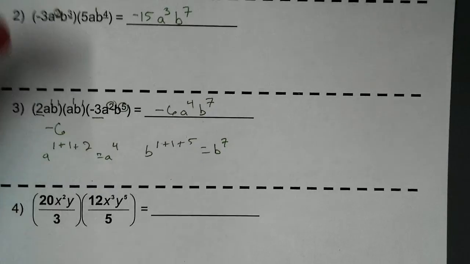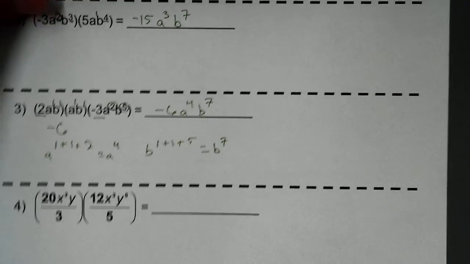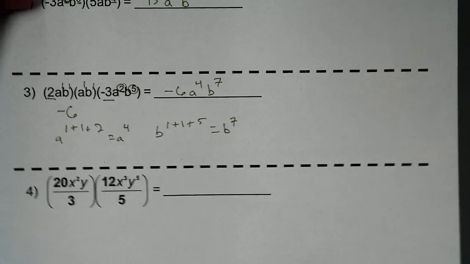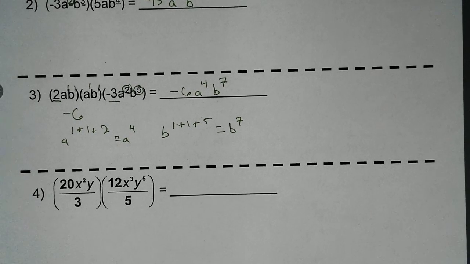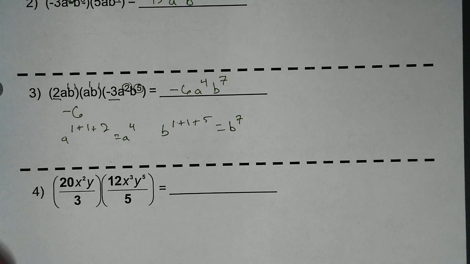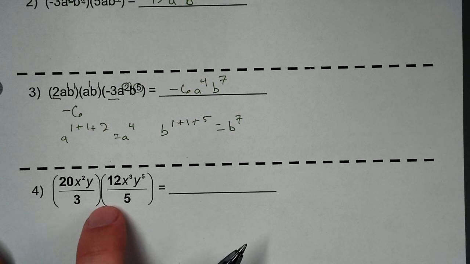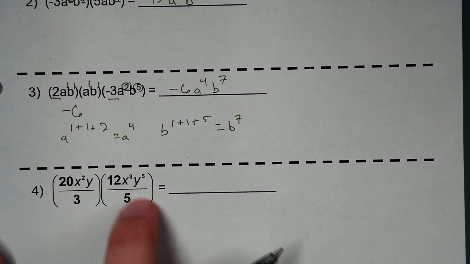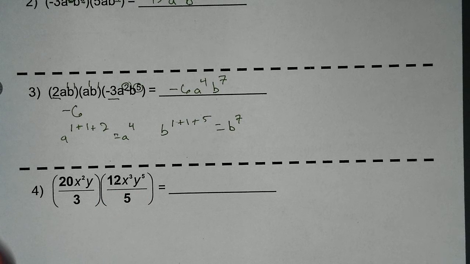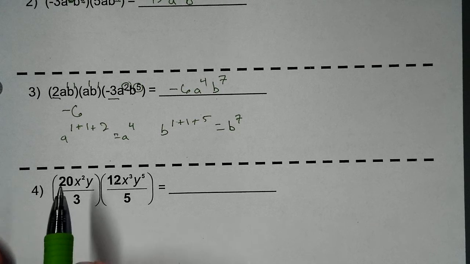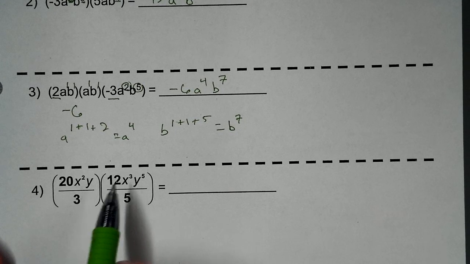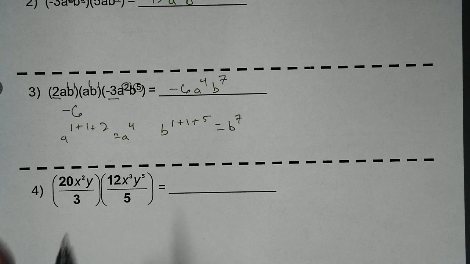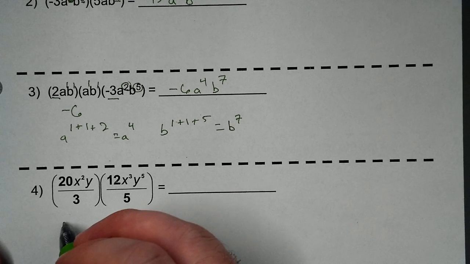Alright, now look at number 4. I don't want you to freak out with this. What we're going to do is multiply with the numbers first, and then we'll handle the letters, okay? Because it is still a multiply. Now, these numbers, they make fractions. But when we simplify, this will be a little bit easier. So we can do 20 times 12 divided by 3 times 5. That is one way.